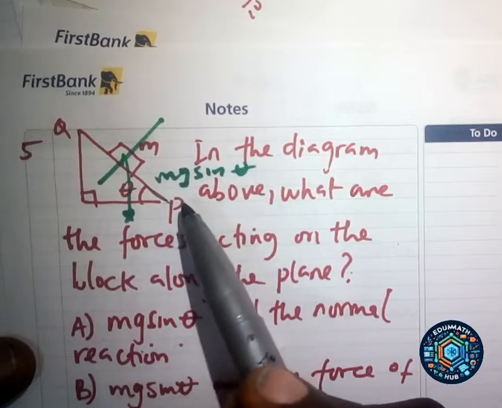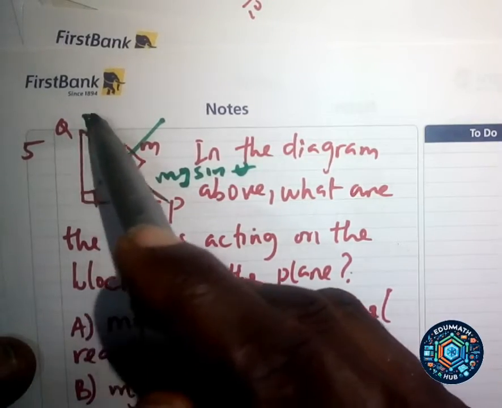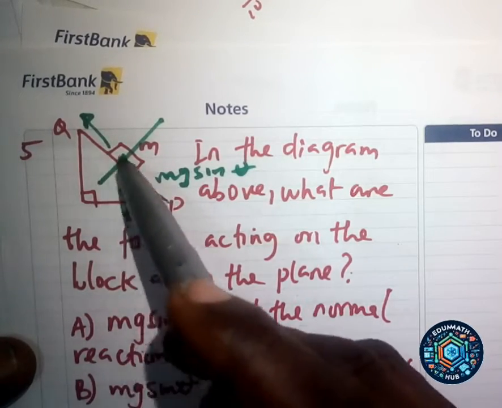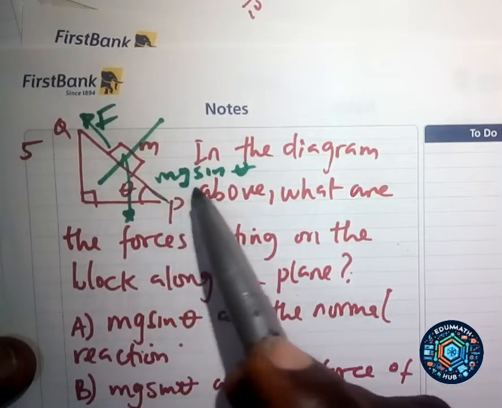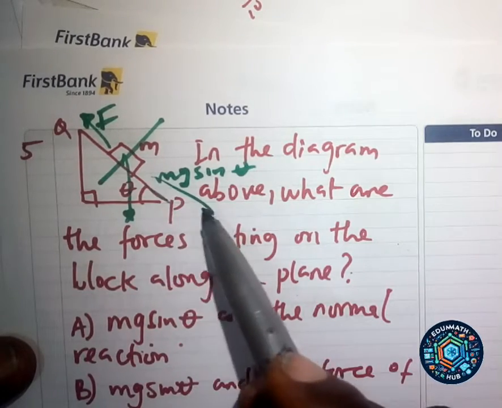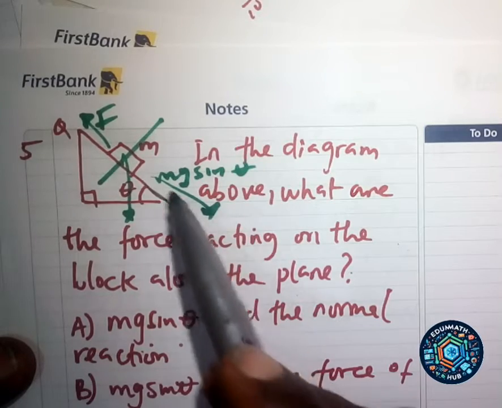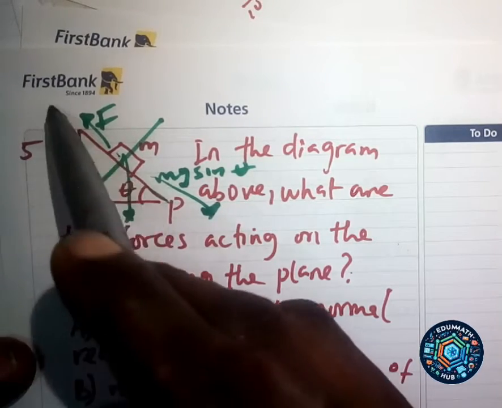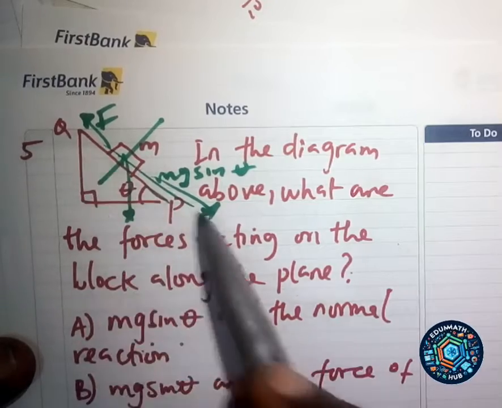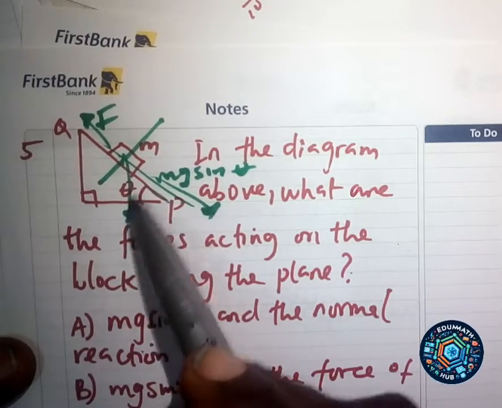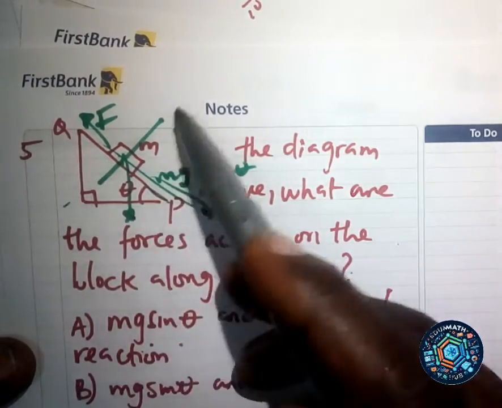sine theta, and the friction acts at the back like this, preventing it from coming down. So this is the frictional force F. This is the component of the weight acting in this direction, down like this. So the component of weight in this direction, which is mg sine theta, and the frictional force are the only forces acting in this direction.